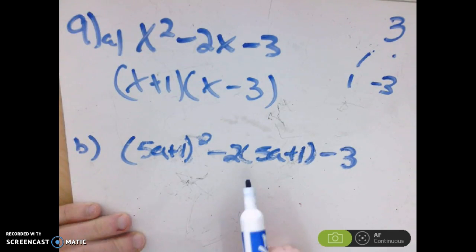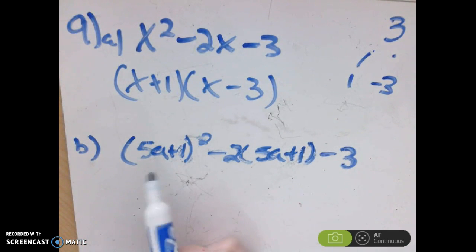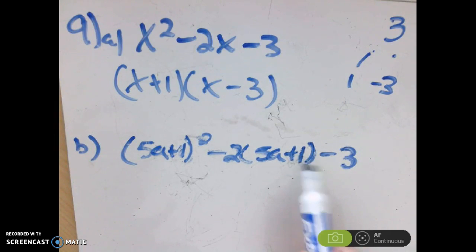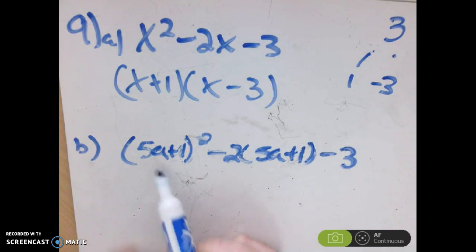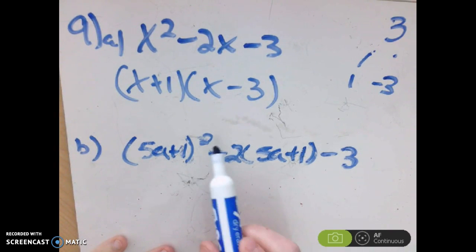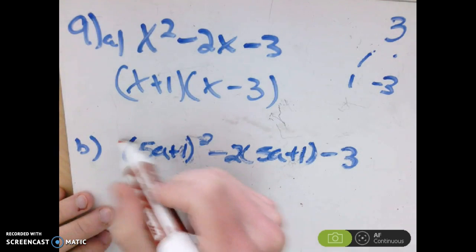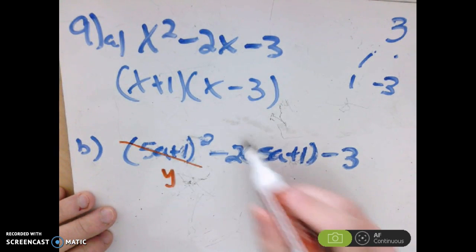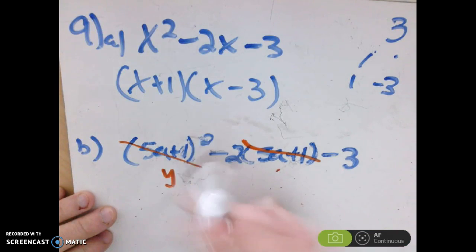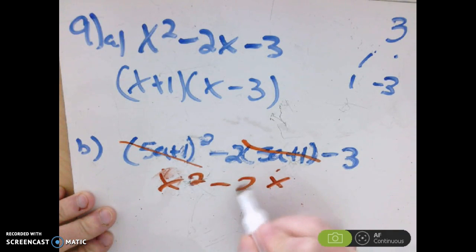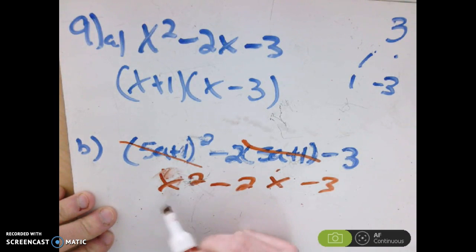Okay? Now this one down here looks so complicated. I don't know what to do. I have 5a plus 1 squared minus 2 times 5a plus 1 minus 3. But what I do notice is that I have 5a plus 1 here, and it's squared, and I have 5a plus 1 here. So let's call that x. So I have x squared minus 2x minus 3. That's the exact same problem as I had above.